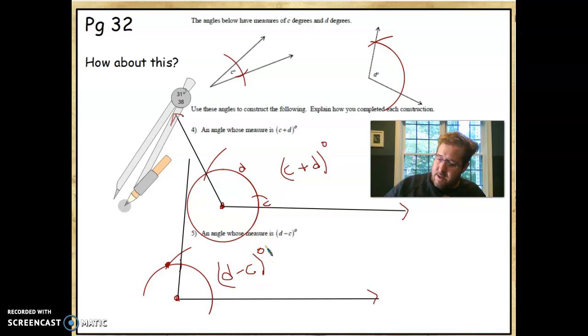And there you go. So that's how you do segment addition and angle addition for constructions.